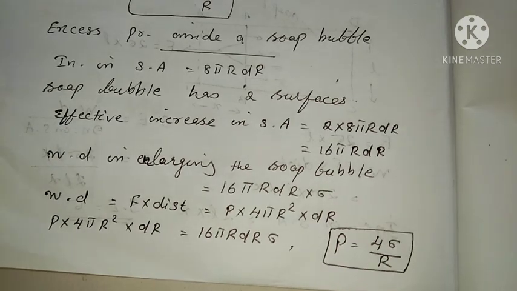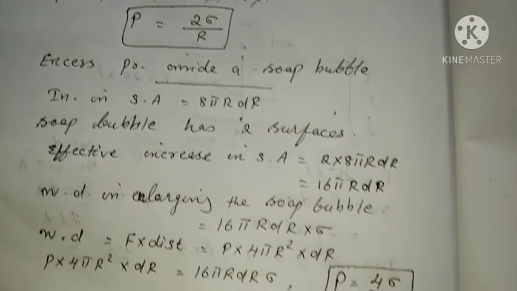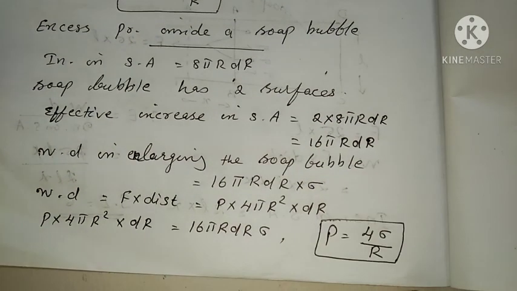So here in the liquid drop, excess pressure is P equal to 2 sigma by R. Here the soap bubble has two film surfaces, so excess pressure P equal to 4 sigma by R.